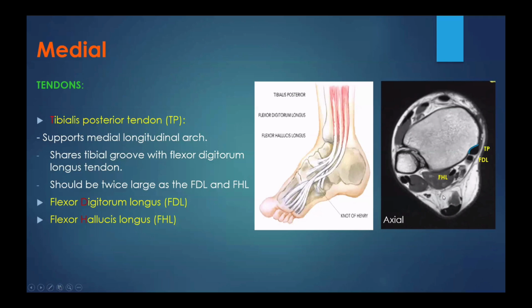The medial tendons, it's the flexor tendons. As we mentioned earlier, starting medially by tibialis posterior, and then flexor digitorum longus and flexor hallucis longus. The tibialis posterior tendon supports the medial longitudinal arch of the foot. So if we got an acute injury to the tibialis posterior tendon, the patient might present with acute flat foot. The tibialis posterior tendon shares a tibial groove, as mentioned as a blue line, with the flexor digitorum longus, and usually double the size of the flexor tendon.